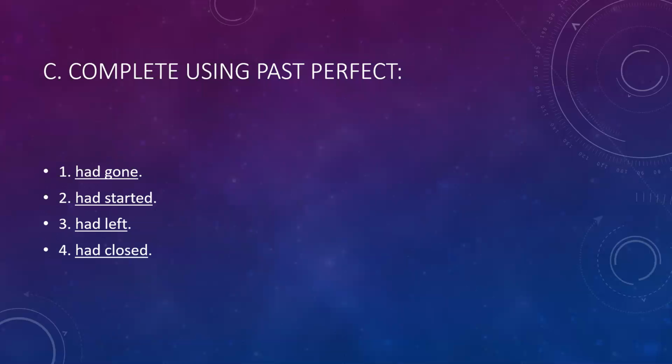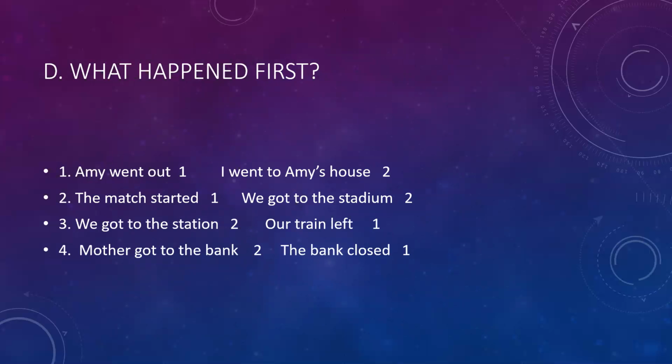Number one, when I went to Amy's house, she had gone out. When we got to the stadium, the match had started. When we got to the station, our train had left. When mother got to the bank, it had closed. Understand?